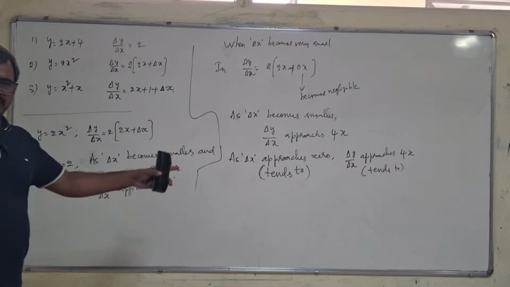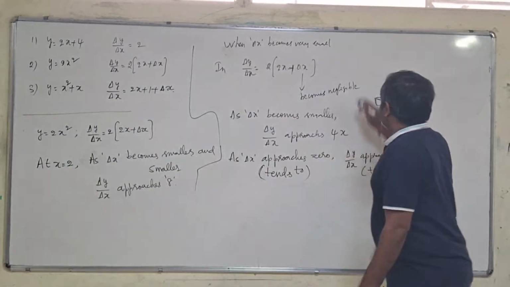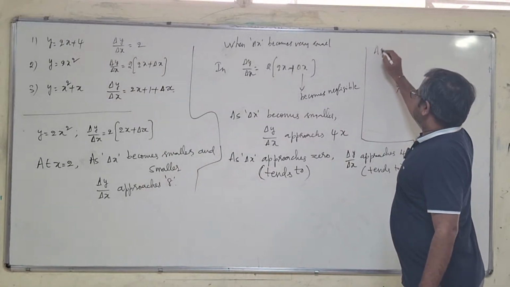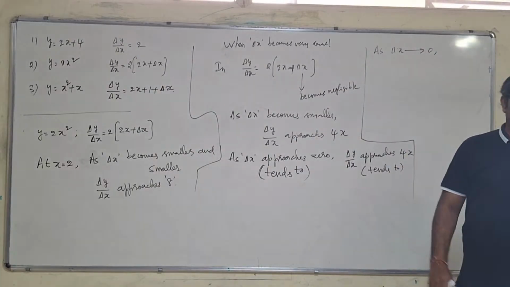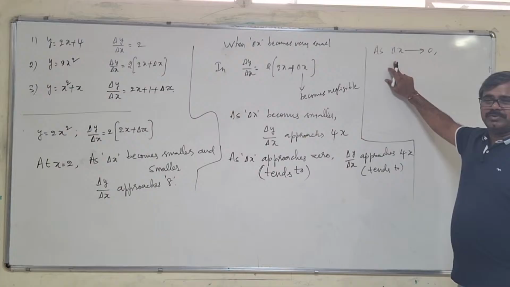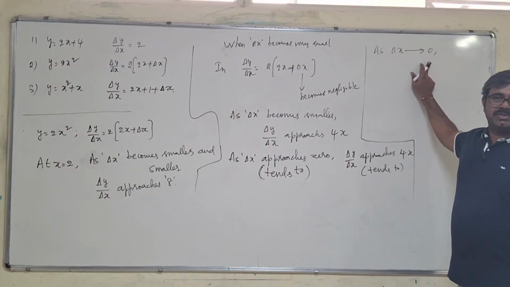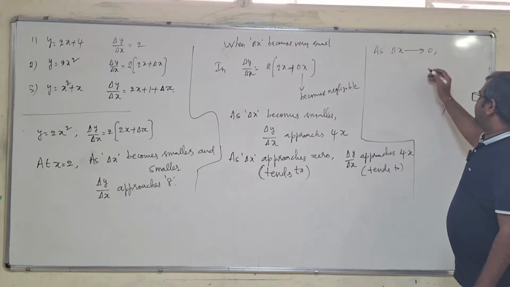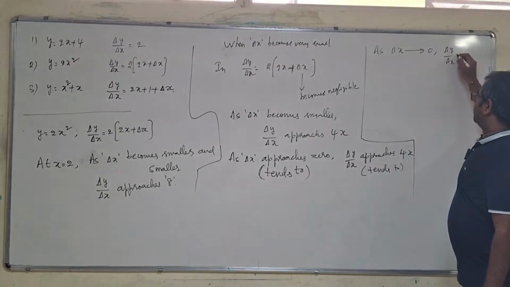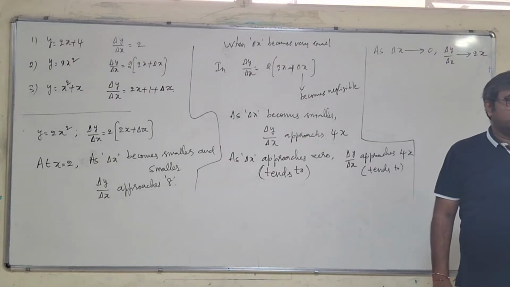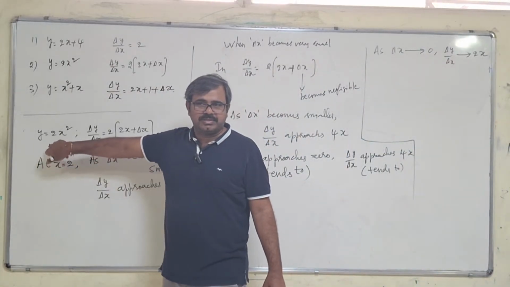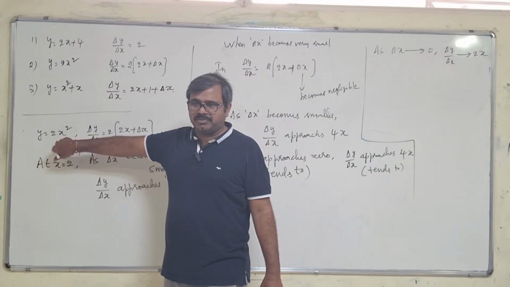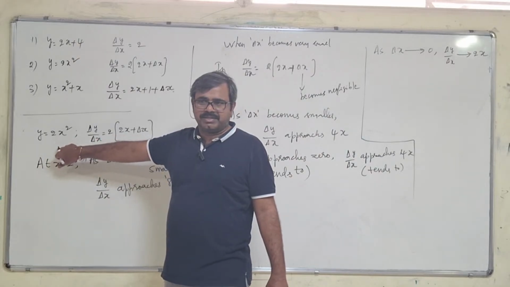Is this understood? So mathematically, we write it as delta x tends to 0. This arrow mark indicates that delta x is not equal to 0, but delta x is becoming small. You understand what I'm saying? Okay, delta y by delta x is approaching which number? 2x. Which function are we talking about? The function y is equal to 2x square.